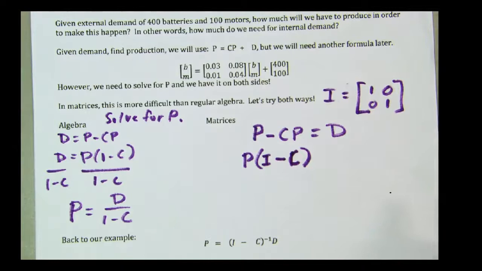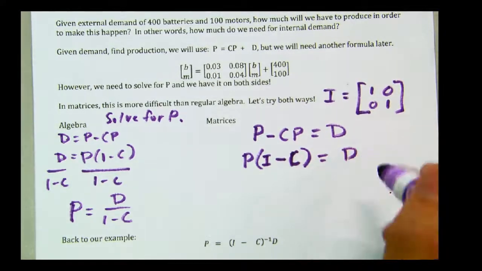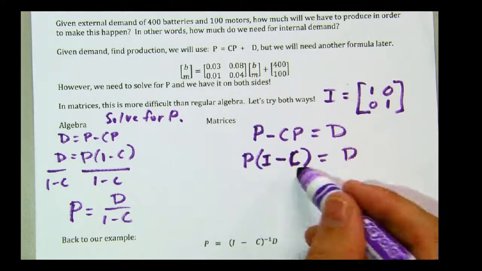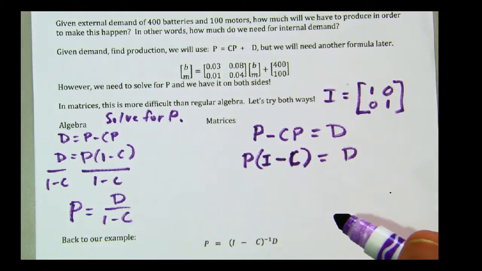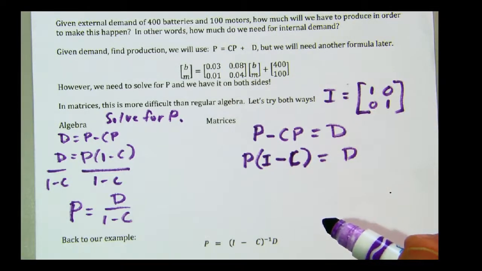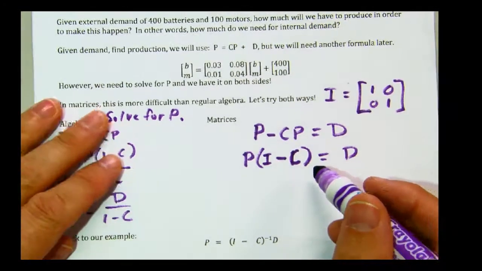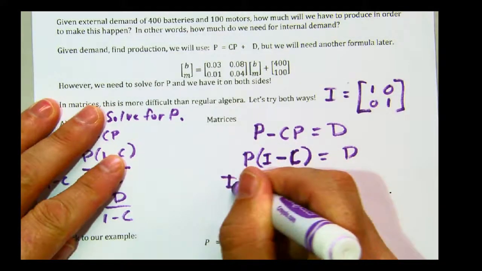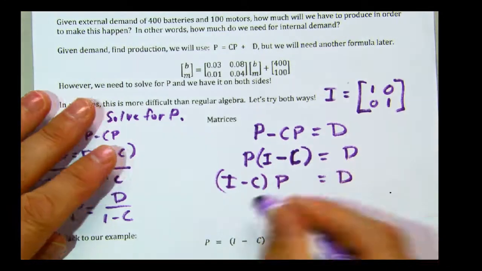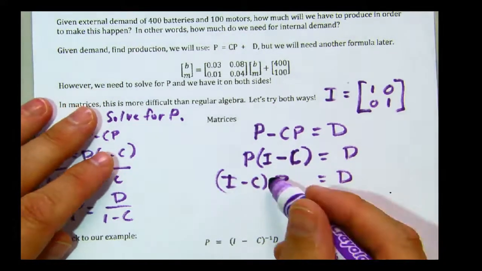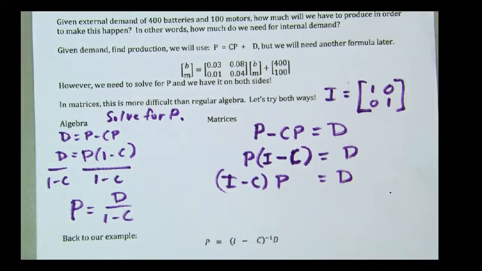And that would be I minus C times P is equal to D. Now I want to solve for P. I can't divide matrices like I can do most other things. So what I have to do is take the inverse. When we take the inverse, I actually wrote this the wrong way. I've got to write it this way. The order is important. And so here I have this I minus C right here.